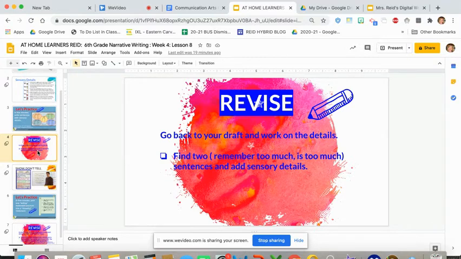And could you please highlight when you are in your draft, change the color to red or blue or whatever, so that I know you've actually done the work. So find a couple places, add some sensory details, and highlight it so I know that you've done it. And that is the end of the first lesson.